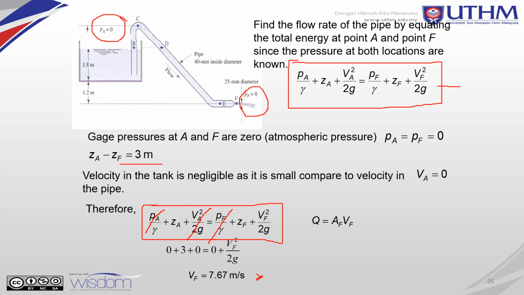So we know that Q is equal to A times V. So you get the flow rate in this siphon, and the flow rate is this value.